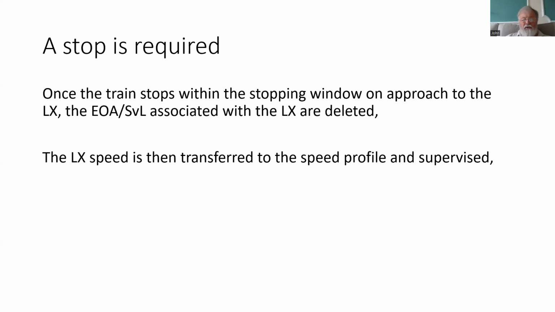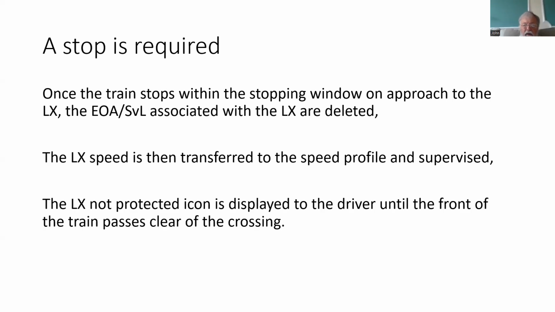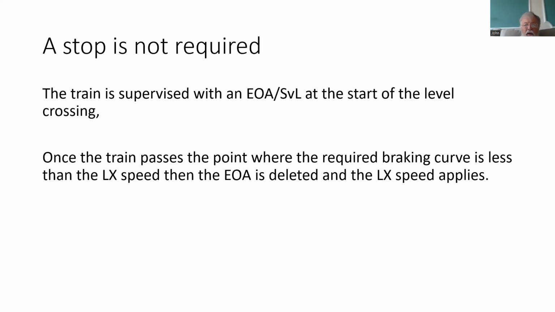If a stop is required, once the driver has brought the train to a stand within the stopping window and approached the level crossing, the end of authority supervised location is deleted and the speed profile is updated to show level crossing speed and the full movement authority. And the level crossing not protected icon continues to be displayed to the driver till the front of the train has passed clear of the crossing. That's L_LX beyond the start of the crossing.